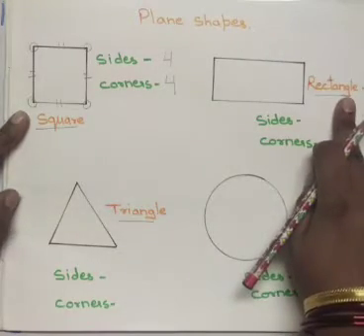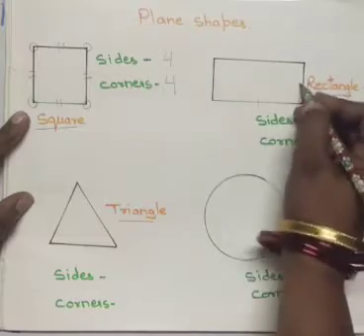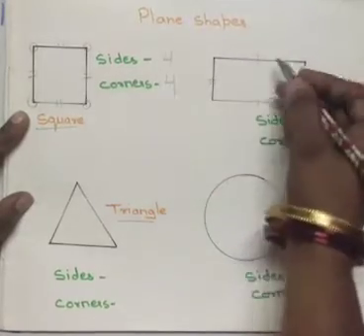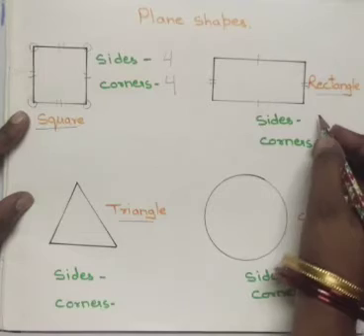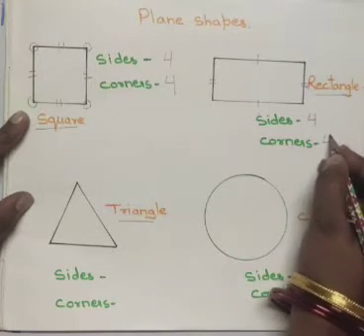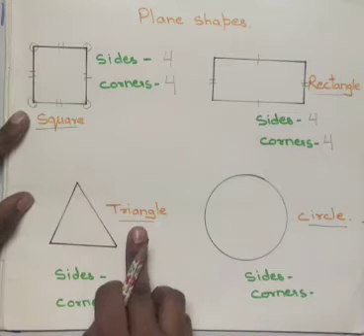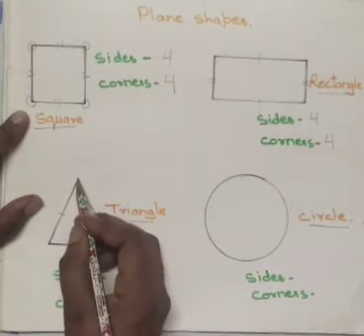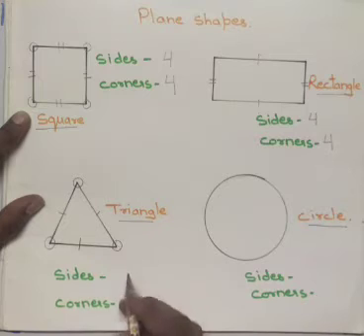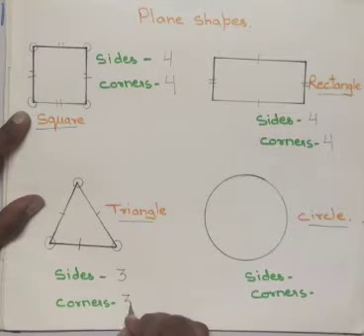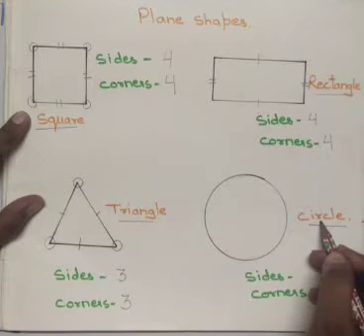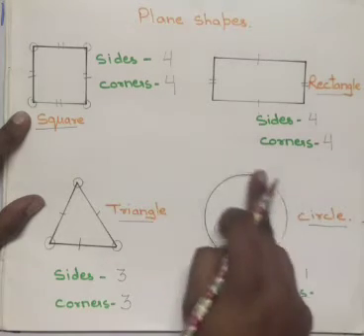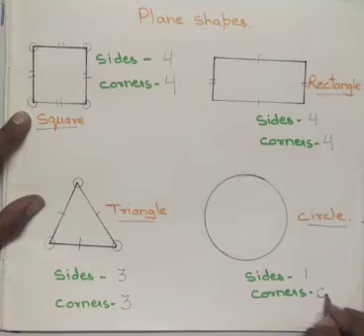Same thing is with rectangle also. It has 4 sides, 1, 2, 3, 4, but its opposite sides are equal, so it has 4 sides and 4 corners. Now let's move on to triangle. A triangle has 3 sides, and 3 corners, 1, 2, and 3. A circle has 1 curved side. It has 1 curved side and there is no corner, 0 corners.